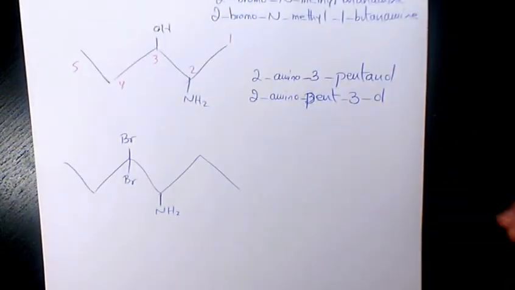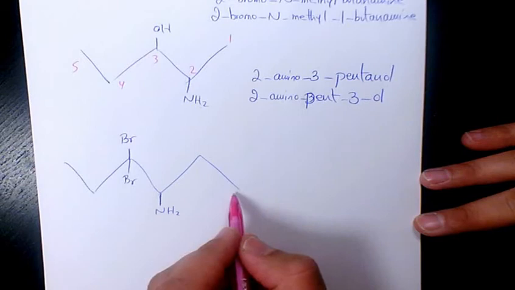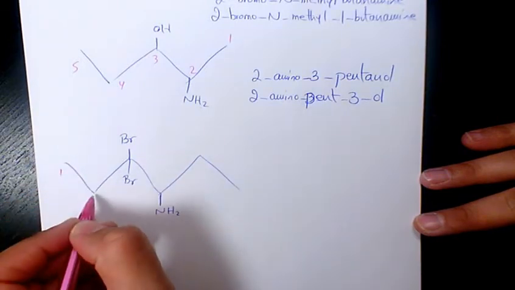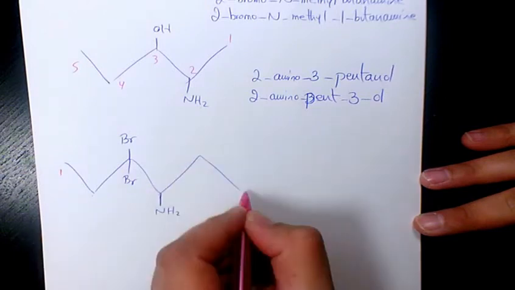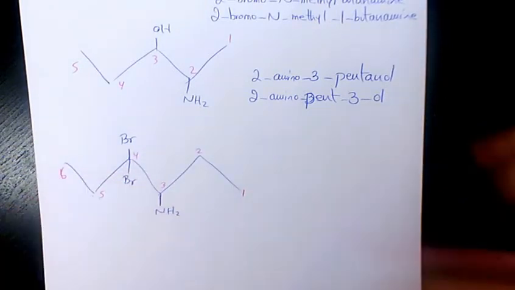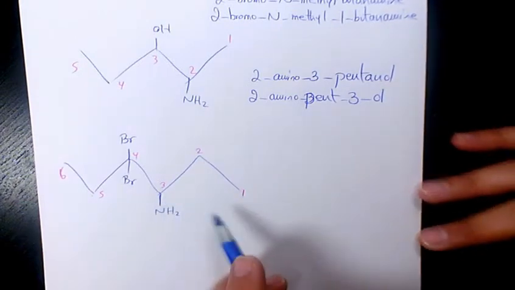And next one we have amino group, bromo and bromo. We start numbering from, we can do it from this side or this side. It's better to have it 1, 2, 3, 4, 1, 2. No, we need to start from this side. 1, 2, 3, 4, 5, and 6. Because amino group gets a smaller number when we start numbering from the right hand side.